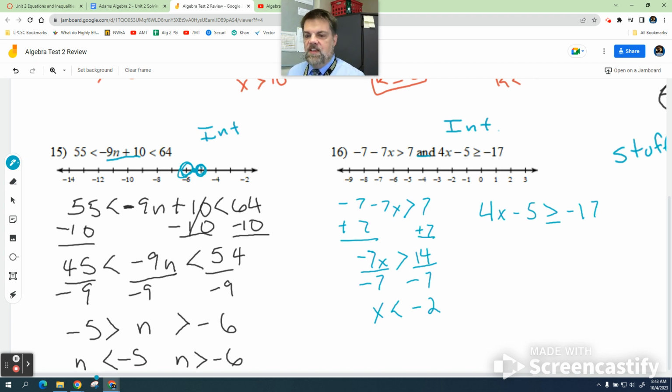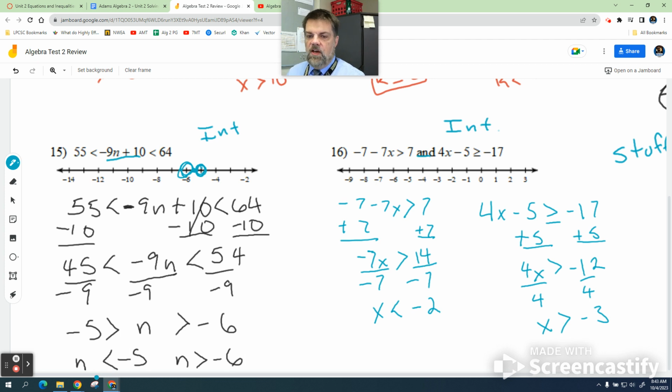All right, so now for this one, I'm just going to add 5 to both sides, yeah? Okay, cool. That gives me 4x is greater than negative 12, yeah? Divide by 4. Divide by 4. X is greater than or equal to negative 3.